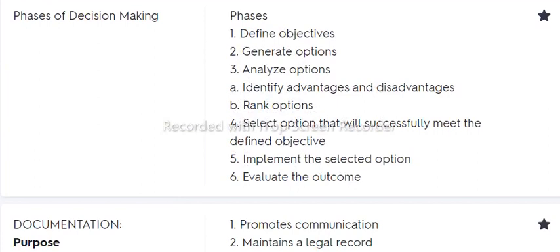Phases of decision making. Phase 1. Define objectives. 2. Generate options. 3. Analyze options. A. Identify advantages and disadvantages. B. Rank options. 4. Select option that will successfully meet the defined objective. 5. Implement the selected option. 6. Evaluate the outcome.